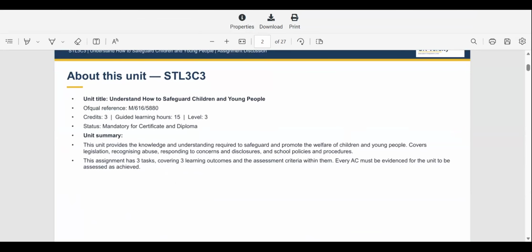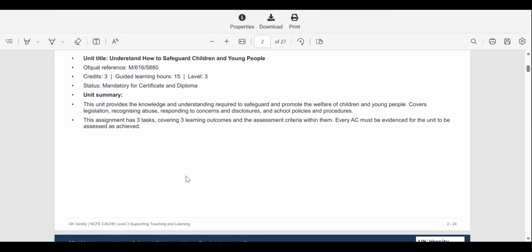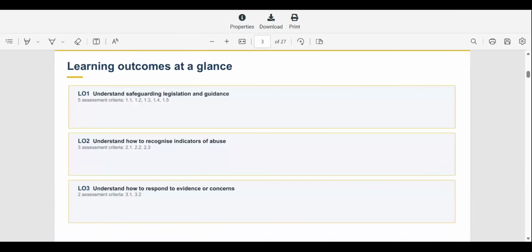About this unit, the unit is called Understand How to Safeguard Children and Young People. The reference is M616580, the level is level 3, and the guided learning hours are 15. The unit summary provides understanding to protect and promote the welfare of children and young people, and it covers legislation, recognising abuse, responding to concerns and disclosures, and school policies and procedures. This assignment has 3 tasks. No, I think it has 5, which is what it's showing me. Yeah, it does. 5 tasks, not 3 tasks.